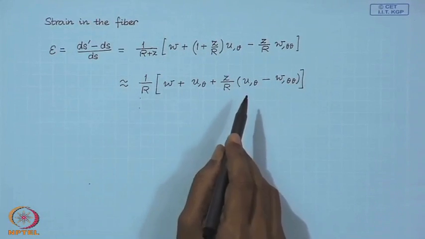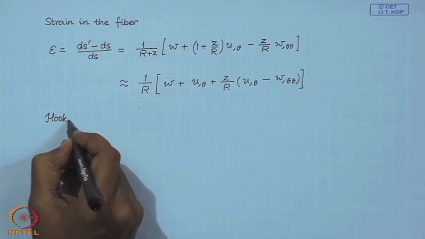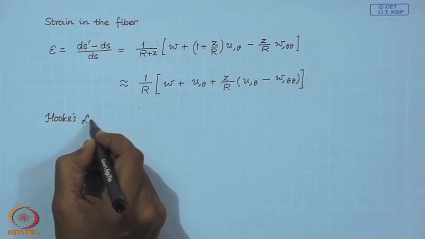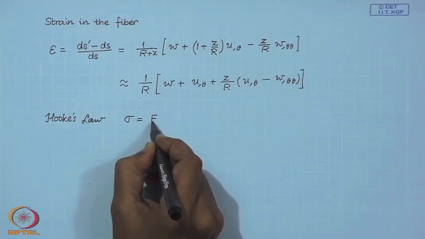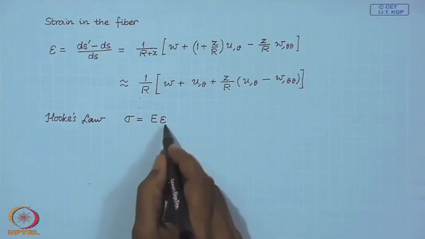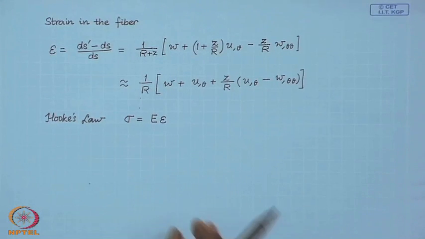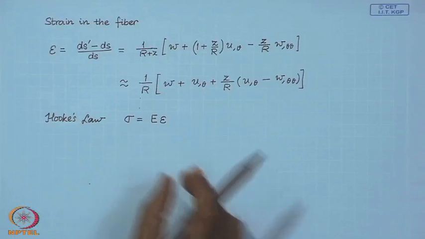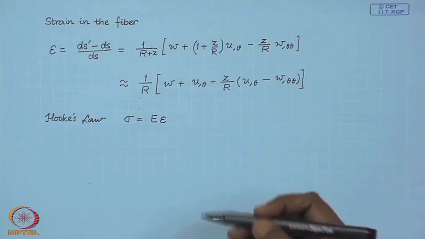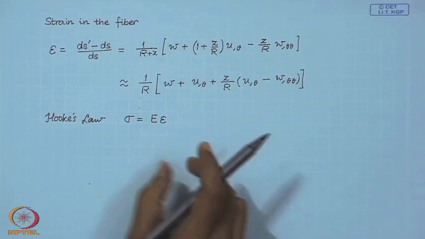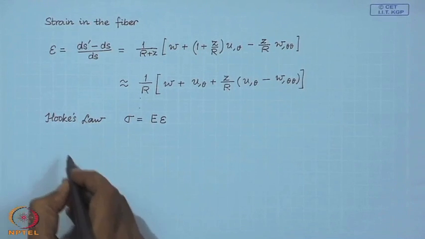Now, using this strain, we can use Hooke's law to write the stress as Young's modulus times the fiber strain. So, that is going to give us the stress in the fiber. Now, these stresses can be integrated over the cross sectional area of the beam to obtain the force resultants. So, let us calculate the various force and moment resultants.